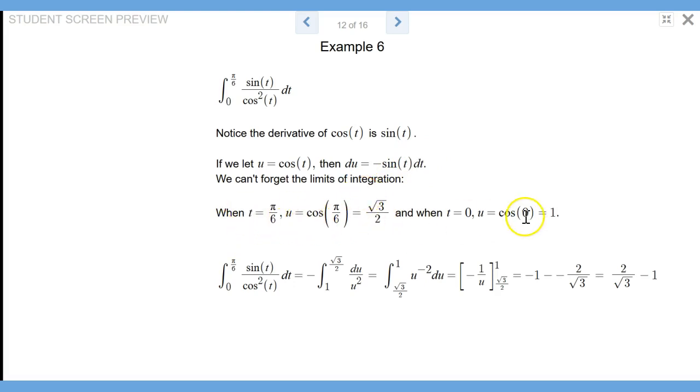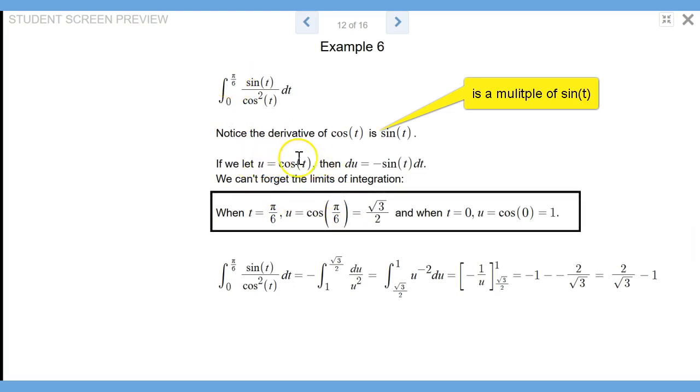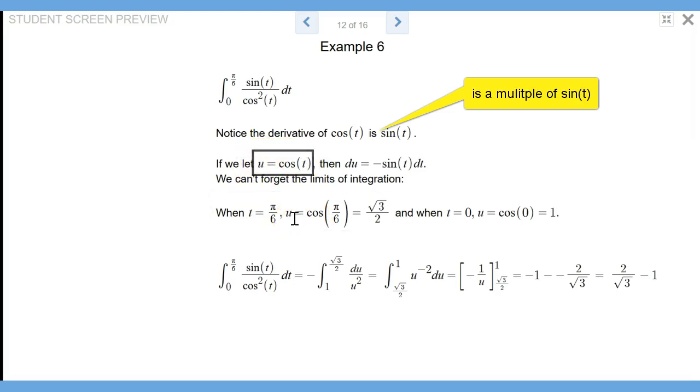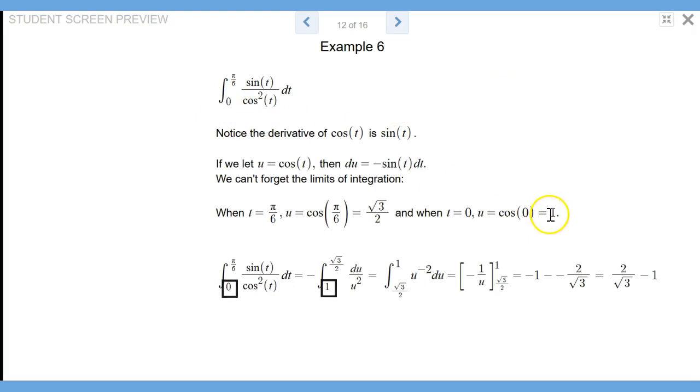And then what I can do is change these limits of integration to be in terms of u as well. So when t is pi over 6, I'm going to evaluate, using my substitution, to get a new limit of integration. So then u equals cosine pi over 6, which is the square root of 3 over 2. So I'm going to replace this upper limit with square root of 3 over 2. And likewise, I'm going to take that lower limit and put that into my substitution. And the cosine of 0 is 1. So I'm going to replace the lower limit with 1.